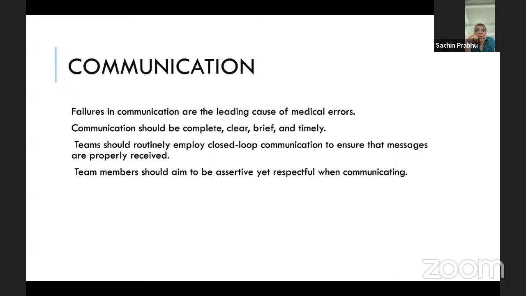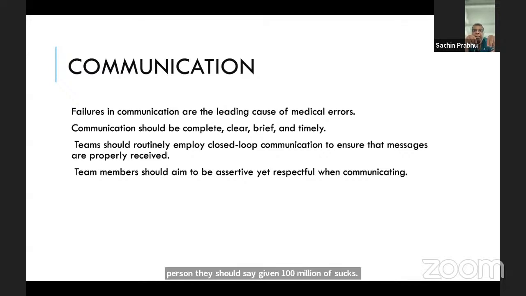So, next slide, please. The next is communication. Again, I'm not going to mull over this, but communication is very important. One of the things which comes up in communication sometimes is closed loop communication. What that means is if you tell somebody to give 100 milligrams of suxamethonium, then the person should say, given 100 milligrams of suxamethonium. So that's called closed loop communication.